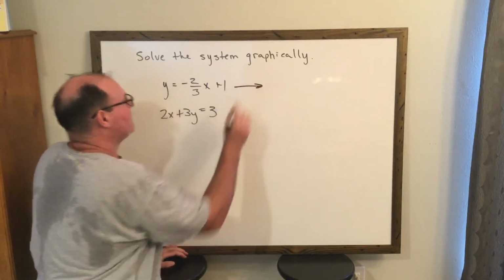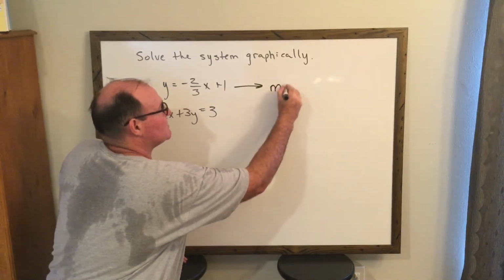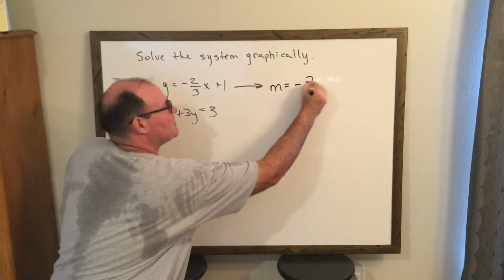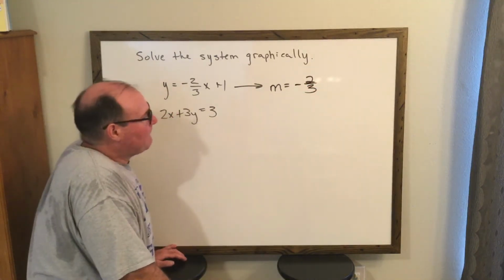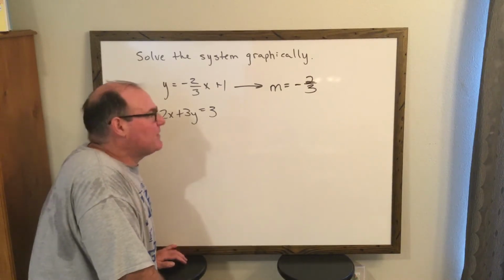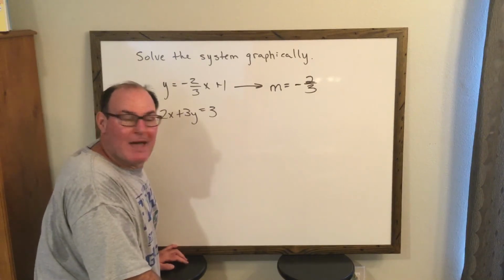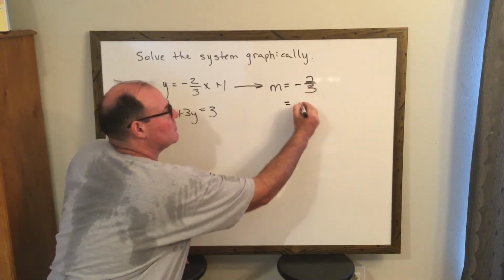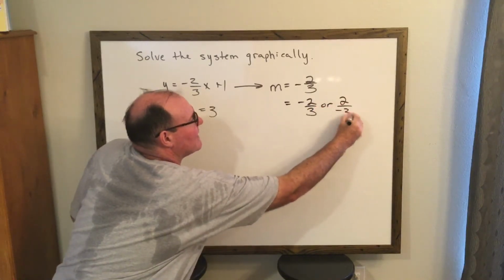So the first one, remember the slope is always the number in front of the x, so that is, in this case, negative 2/3. Now, you might have a question that is pretty common. Mr. Perkins, that negative that's out in front, what do I do with it? Does it go with the 2 or does it go with the 3? And the answer is, pick one. It doesn't matter. So you can either do negative 2/3 or you can do 2/-3.